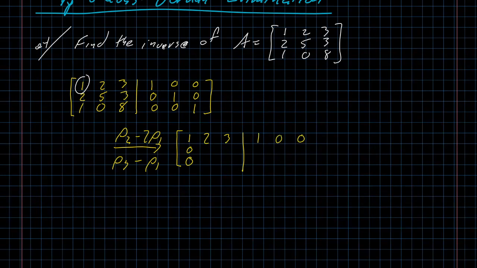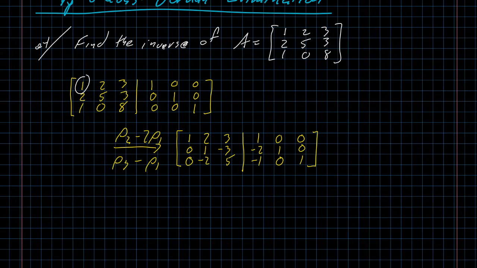The second row, 2 minus 2 times 1 is 0. 5 minus 2 times 2 is 1. 3 minus 2 times 3 is negative 3. 0 minus 2 times 1 is negative 2. 1 minus 0 is 1, 0 minus 0 is 0. The third row minus first row. 1 minus 1 is 0. 0 minus 2 is negative 2. 8 minus 3 is 5. 0 minus 1 is negative 1. 0 minus 0 is 0. 1 minus 0 is 1.